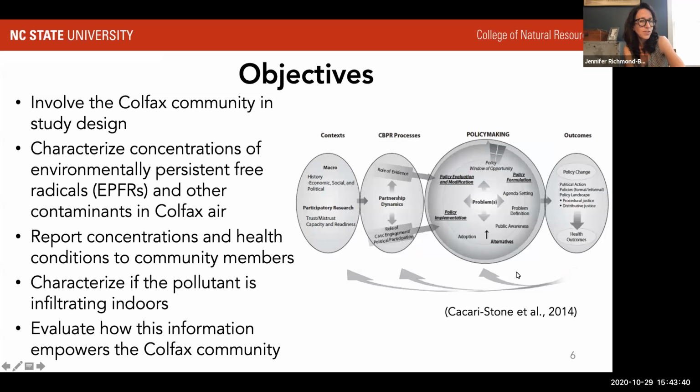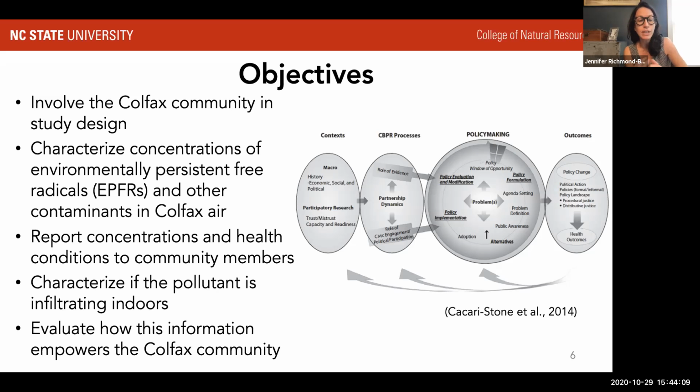So our objectives for this study are first to involve the Colfax community in the study design. We want this to be really an earnest partnership with the community, not just a check the box kind of thing. Our big contribution is our second aim, which I'm not ready to talk about since we haven't done it yet, but that'll be characterizing concentrations of that material, environmentally persistent free radicals.